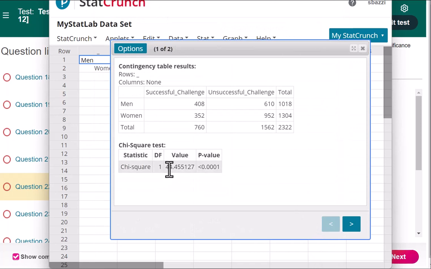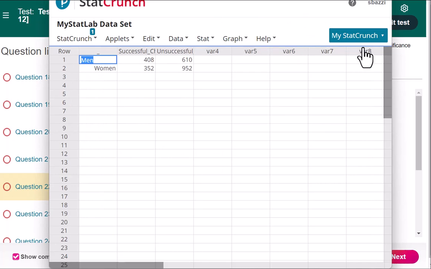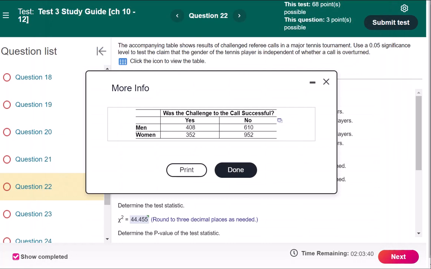And look, this is the test statistic. So the test statistic is 44, and look at the p-value, it is very small, so you reject the null hypothesis. And when you reject the null hypothesis, you support the claim that the variables are dependent of each other. This is how you do it using StatCrunch. I'm going to show you how to do this using the calculator.